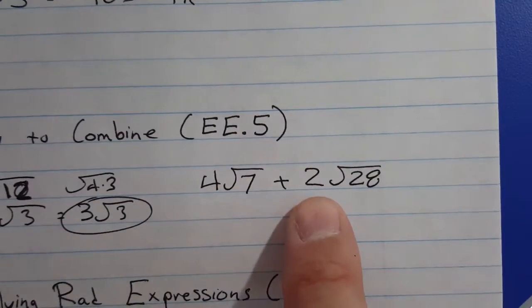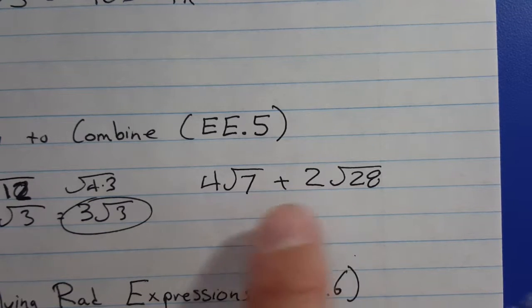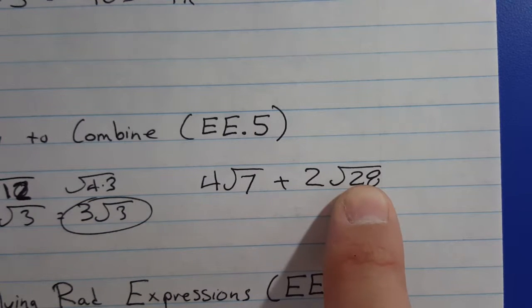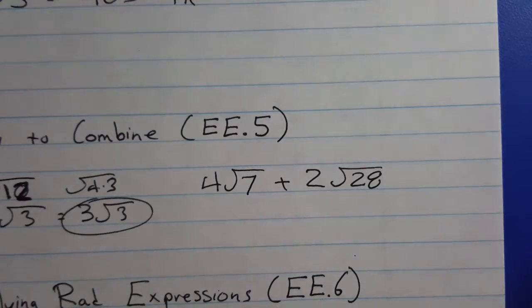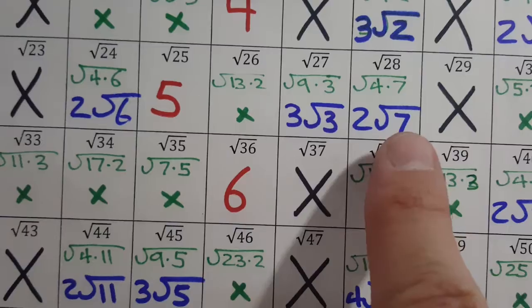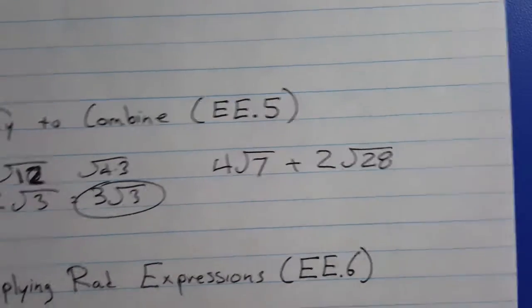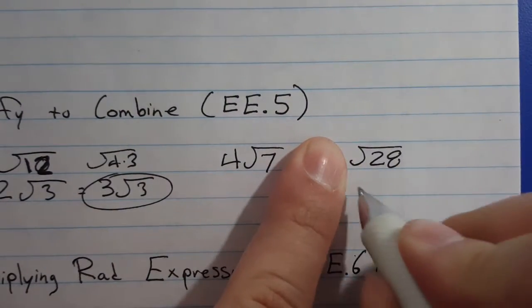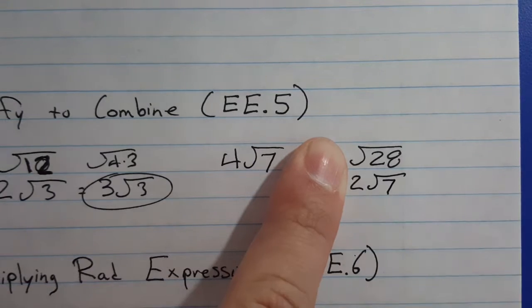Let's take a look at this one. What happens if one of your radicals already has stuff on the outside? Well, no big deal. Let's see if we can rewrite the square root of 28 as something to a square root of 7. I think I can. Let's check the chart here really quick. Square root of 28, 2 square roots of 7. Okay. So this by itself is going to be 2 square roots of 7.